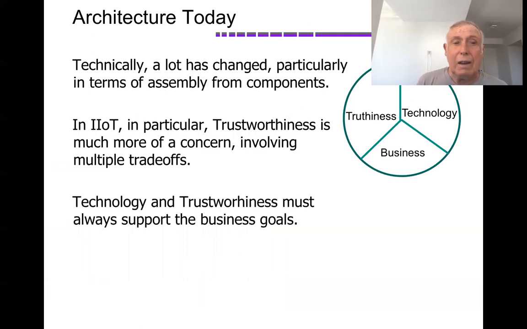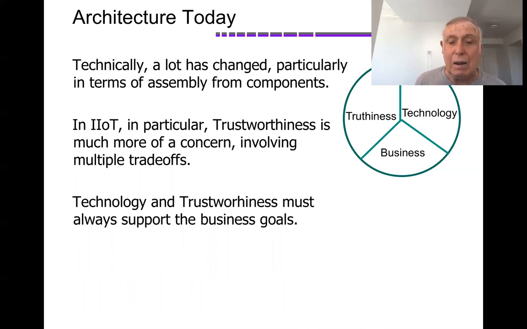So where are we? Architecture today. Technically, a lot has changed, particularly in terms of assembly from components. While we don't have domains as a concept, we do have lots of packages that we can bring together to build a system, so-called mashups. In Industrial Internet of Things, which is where I began, you'll recall, trustworthiness is much more of a concern. For those of you not in the US, or those of you who don't get to see Stephen Colbert, he prefers to talk about truthiness, and I like that term too. But the key thing here is trustworthiness needs to be designed in. You need to have cybersecurity. You need to have, in the industrial context, physical security. You need to have privacy and resilience. Most of all, in these kinds of systems, you need to have safety.